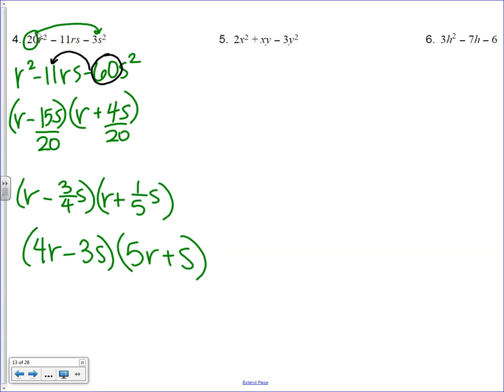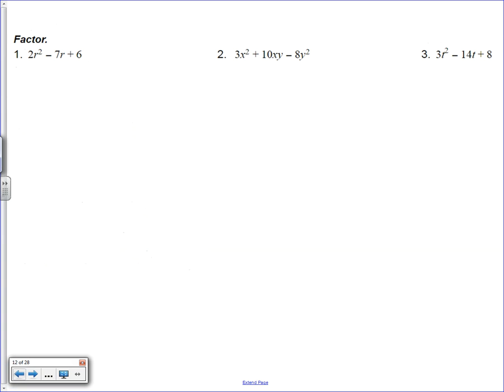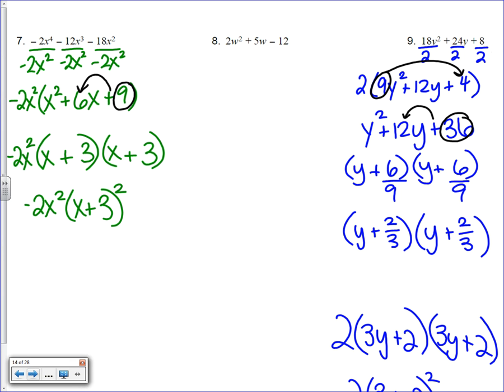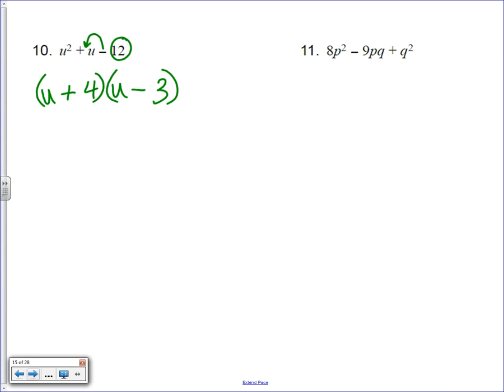How many problems am I up to? That was 4, so I need 2 more. Yeah, I'm going to do another one with a GCF. Let's see. How about number... Maybe I don't have another one with a GCF. I don't. Can you give me 2 more problems, then you can? Okay, so I don't have any more with GCF, so can you guys just pick for me?